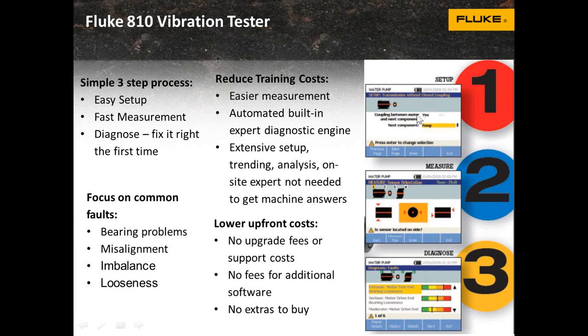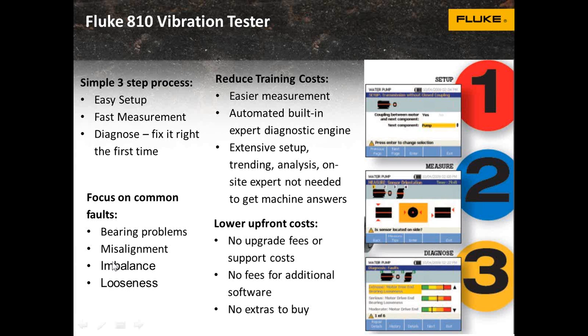With that information, we can set up the machine, and then step number 2, we're going to measure the data by putting the vibration sensor, as you saw in the earlier picture, and the machine icons would walk you through that process on where to put your sensor on the machine, on the top or on the side or on the end. And then the last step would be the diagnostic. We'd run it past a rule base and give you the answer of the machine condition. So some of the high points: there's very little training with this program, easy to set up, easy to operate, extensive setup, trending, and analysis. An on-site expert is not needed to get machine condition answers.